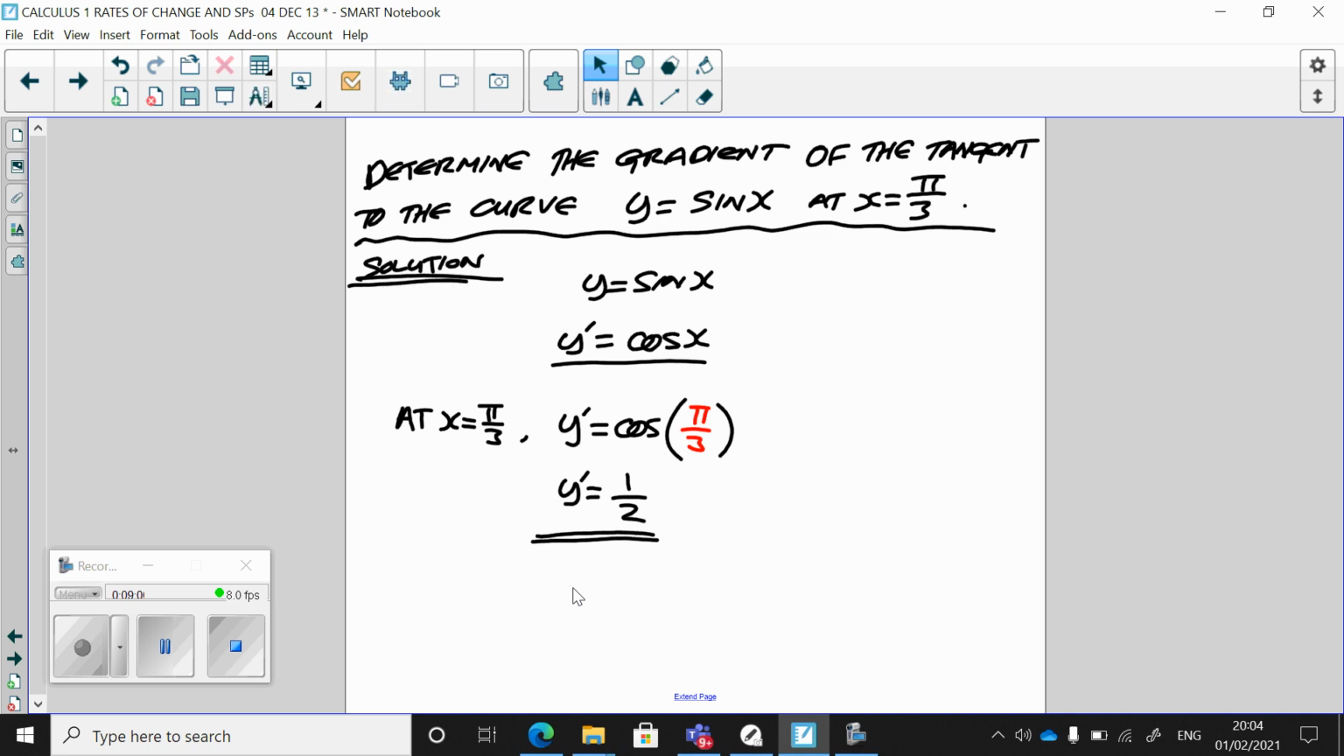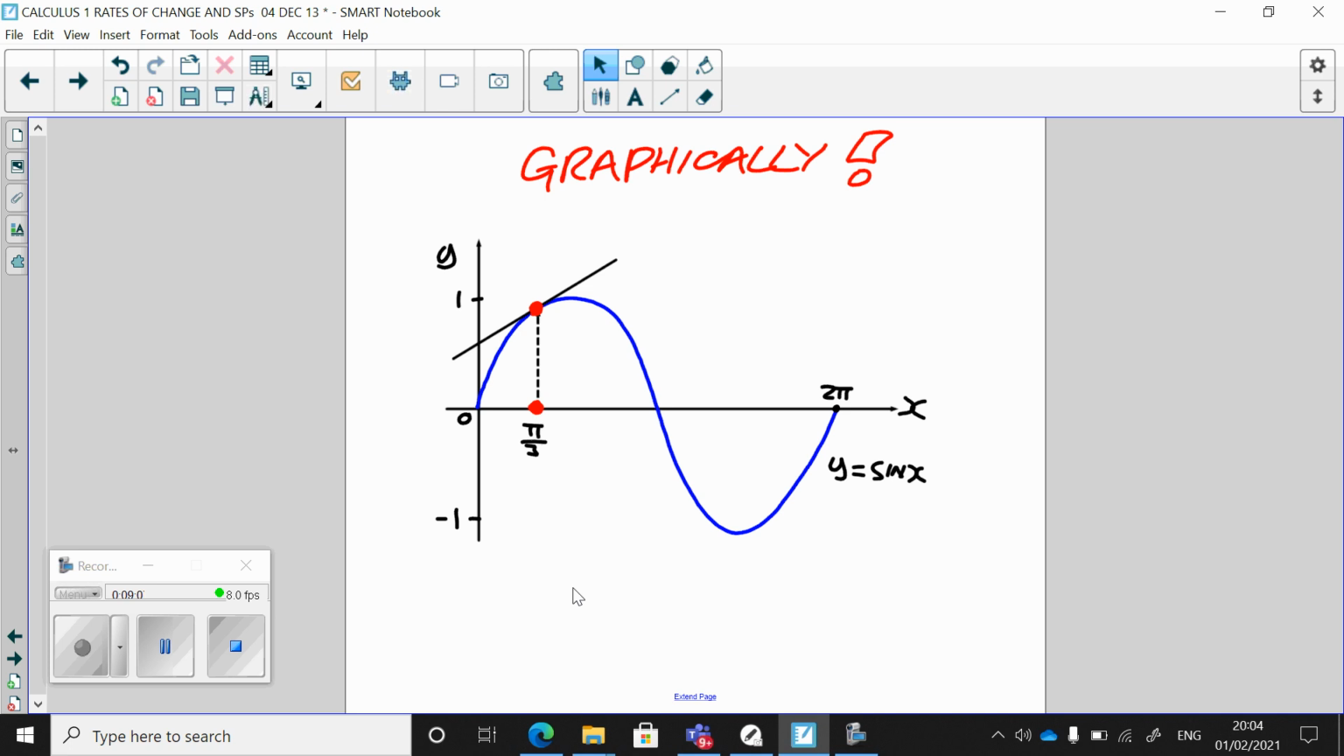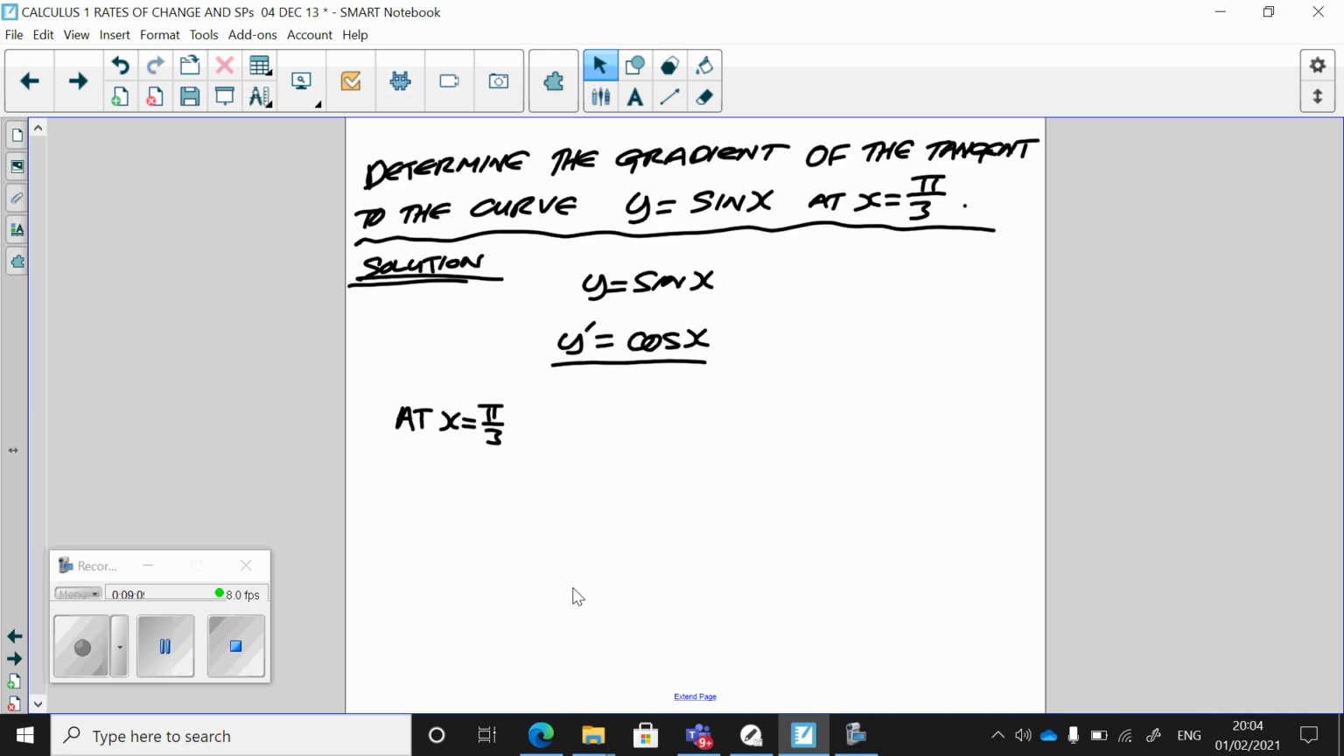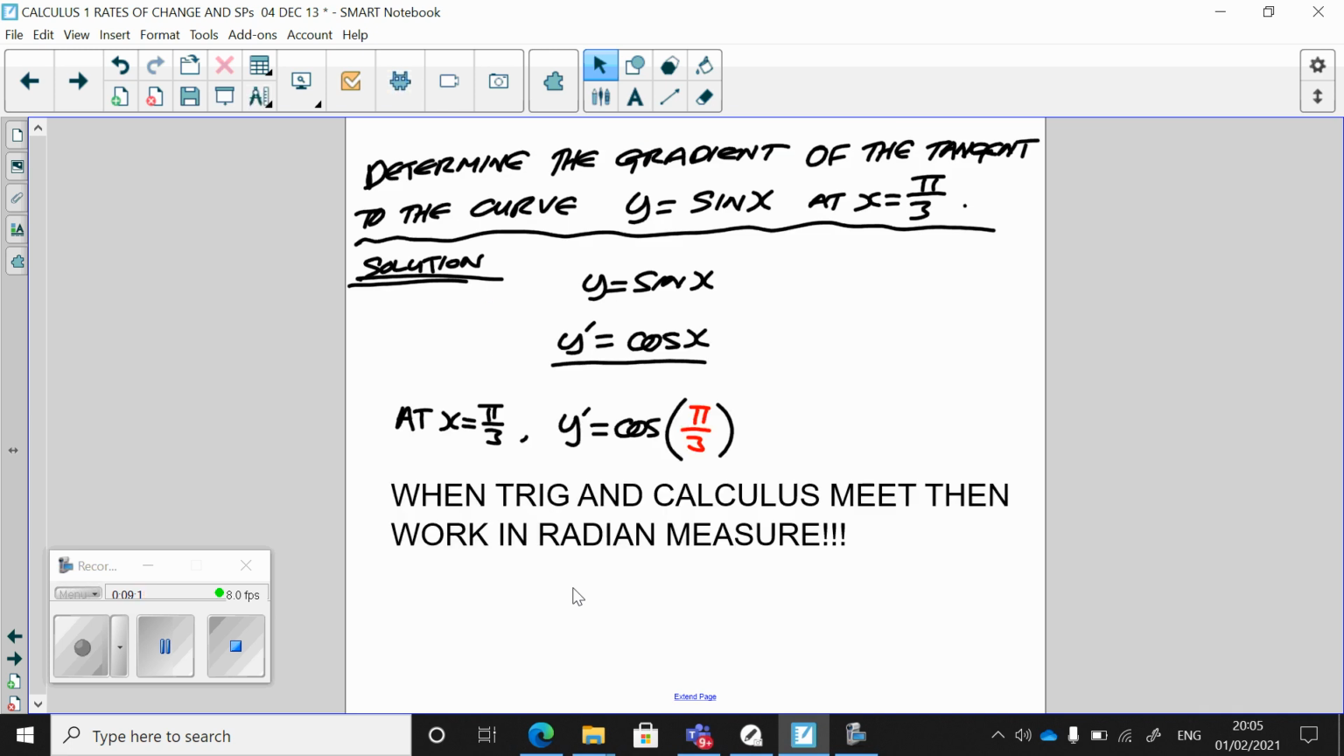So I put that in, I get a half. Hopefully you get a half. So that's what it's telling me. The gradient of that line, the steepness, is a half. Remember to work in radian measure here.